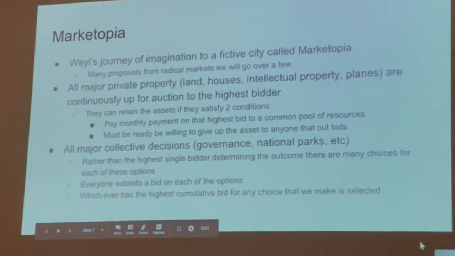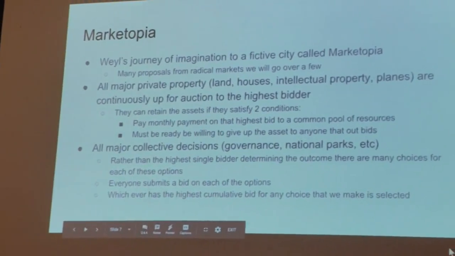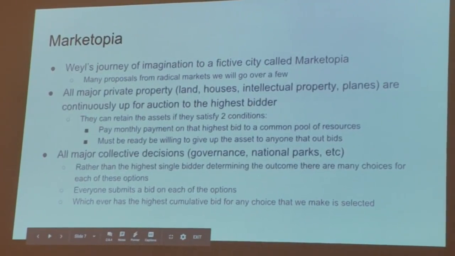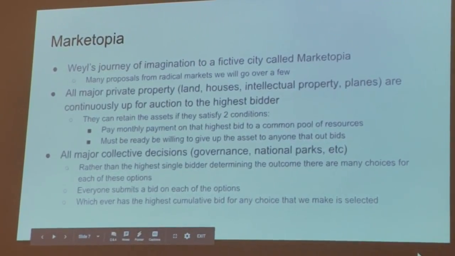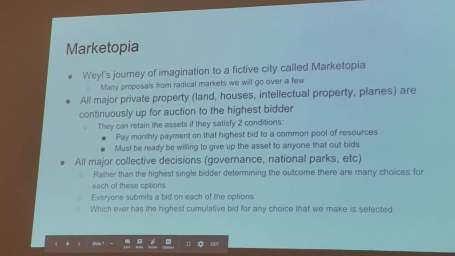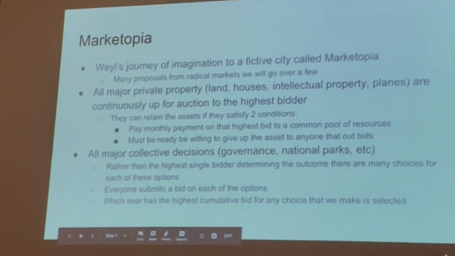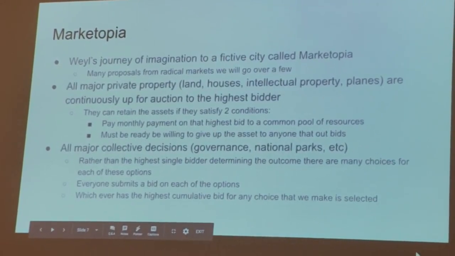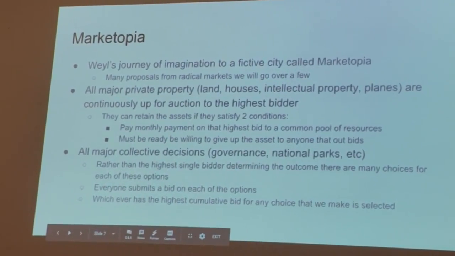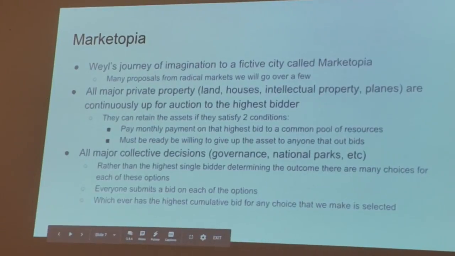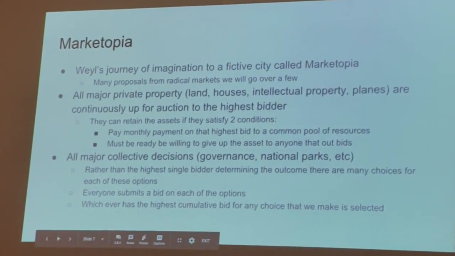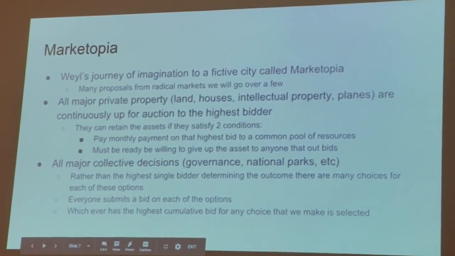Please read the book. But the idea is all major private property, land, houses, intellectual property, planes, cars, anything else is continuously up for auction to the highest bidder. And you can keep your assets if you satisfy the following two conditions. One, you must make a monthly payment of the highest bid to a common pool of resources, and we'll get to that in a second. And you must be ready and willing to give up the asset to anyone that outbids you.